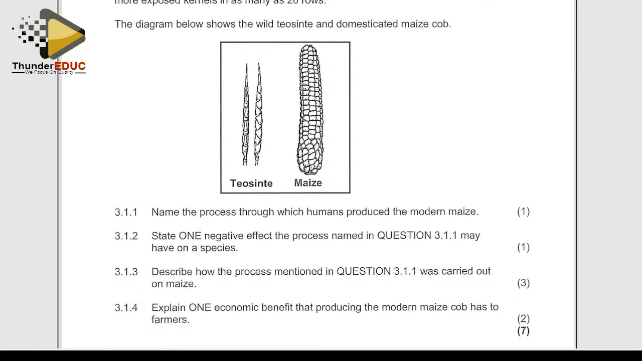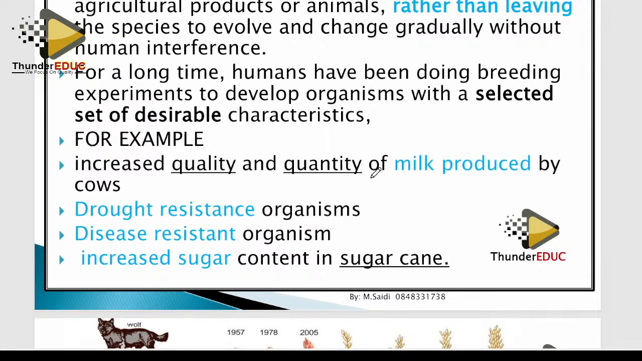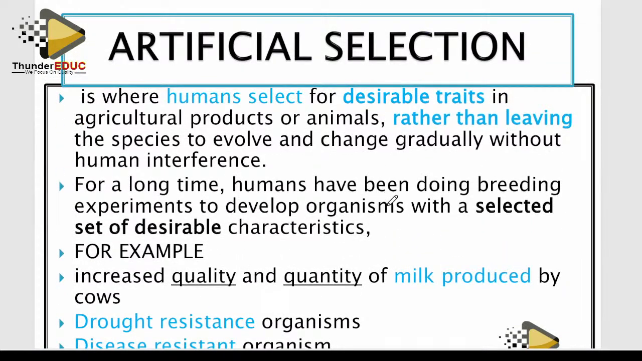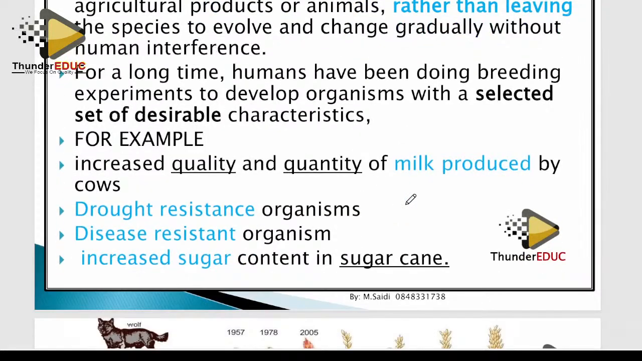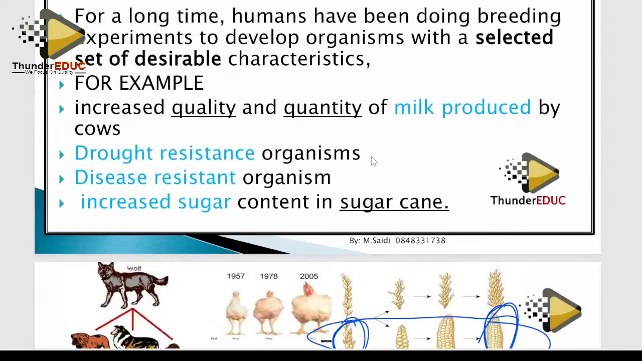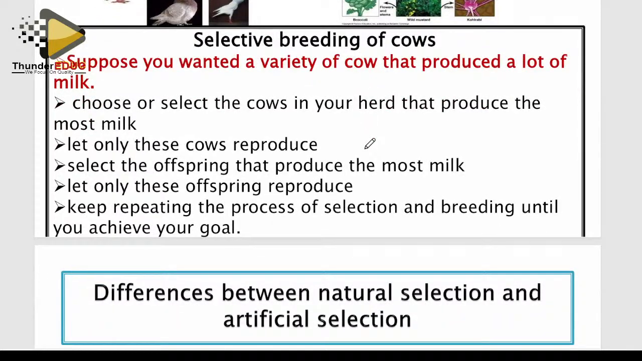Describe the process mentioned above. It was carried out. So basically, you just explain this. Just explain this. So what did we want? What do we want in this regard? Yes, you just explain this.